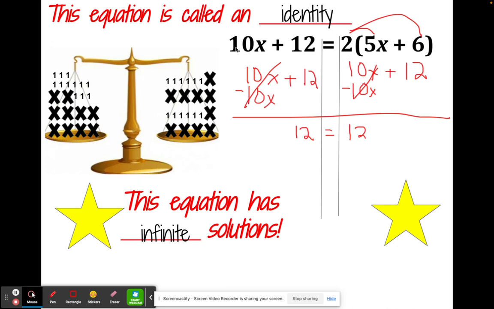But if I put a 2 in, 10 times 2 is 20, plus 12 is 32. If I put a 2 in over here, 5 times 2 is 10, plus 6 is 16, times 2 is 32. It doesn't matter what number I put in, it will always equal, which means I have infinitely many solutions to this. When both sides of the equation are the same, or when you go to solve it and your x's disappear, so you don't have an x equals anymore, and you get a true statement, 12 equals 12, then you know you have an identity.